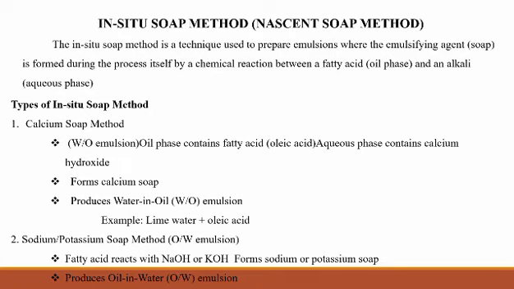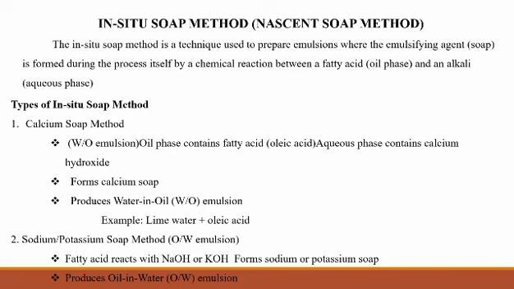Next is sodium or potassium soap method. It is mainly used to produce oil in water type emulsions. Mainly the fatty acids react with sodium hydroxide or potassium hydroxide. It forms sodium or potassium soaps, which helps to produce the oil in water type emulsions. So in situ soap method means when both of the two phases react with each other, it forms a soap which acts as an emulsifying agent.